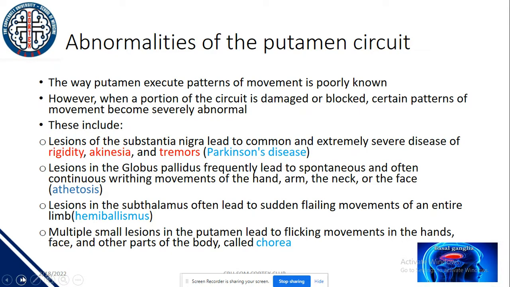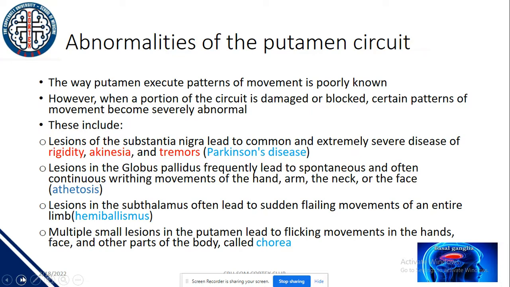So the second lesion occurs in the globus pallidus. And this leads to spontaneous and continuous writhing movements of the hand, the arm, the neck, as well as the face. So if this happens, they lead to a condition that we call athetosis. So athetosis is simply the continuous writhing movements of the hand, the arm, the neck, as well as the face.